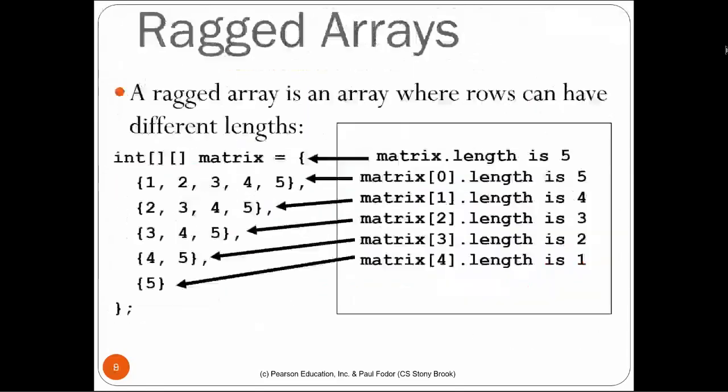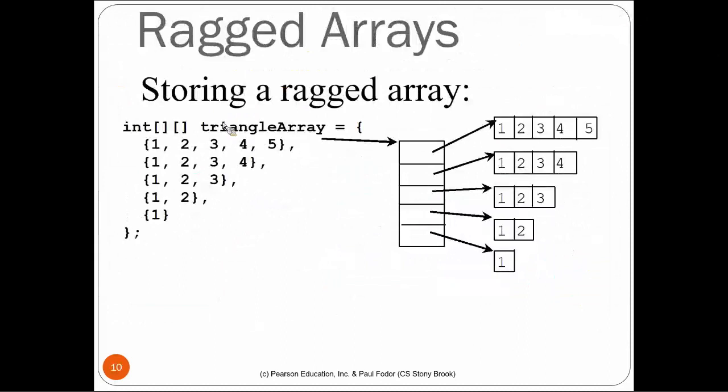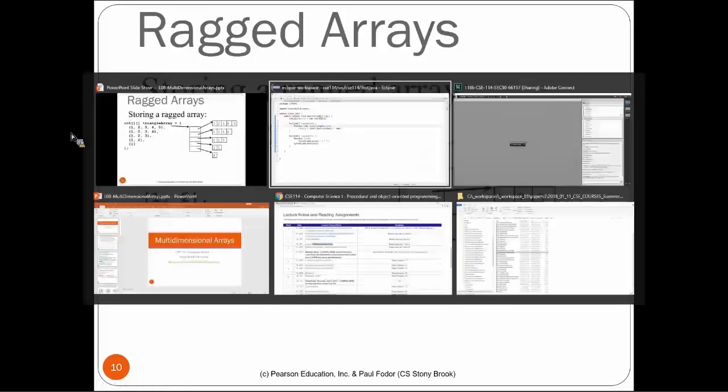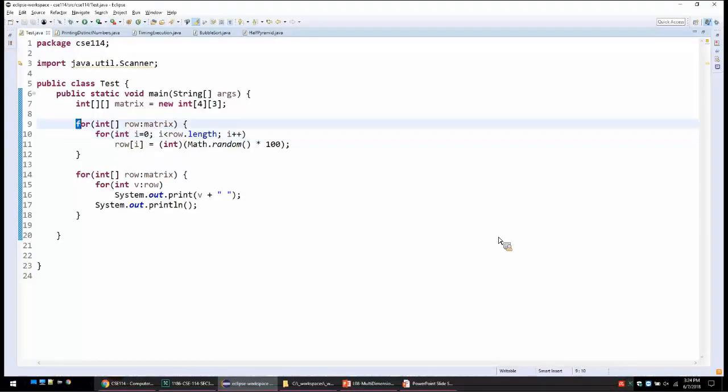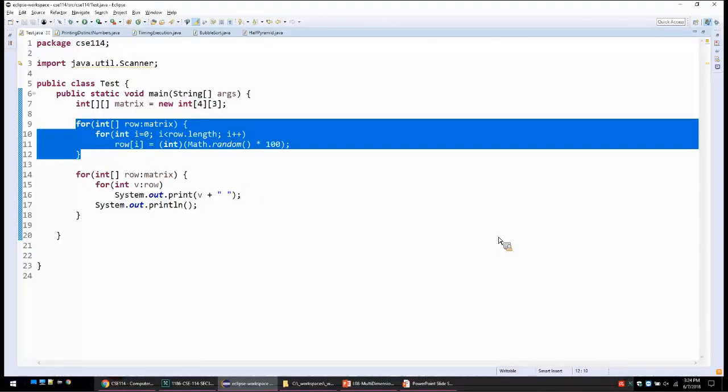So here we have an example. For every row in triangle, we get a pointer to one of these rows. And then for every row, we iterate with the index to associate a value to the element in that row. So in this case, I'm using for each loops to gather references to the rows, and then I'm using for loops to iterate with the indices over the elements to assign them random values.